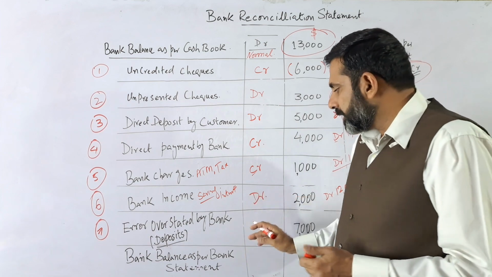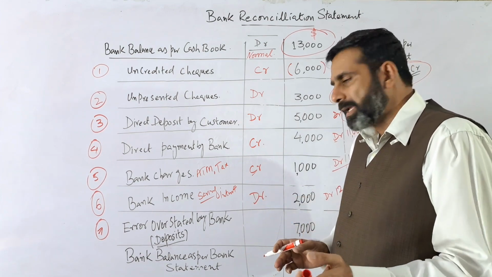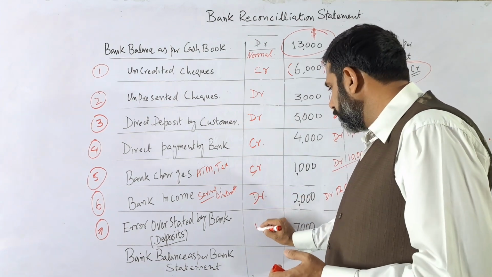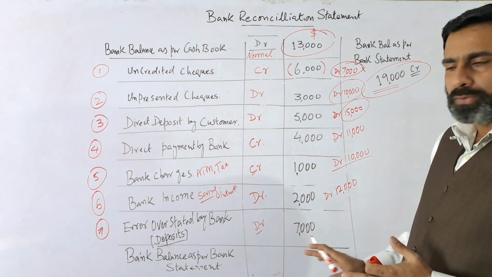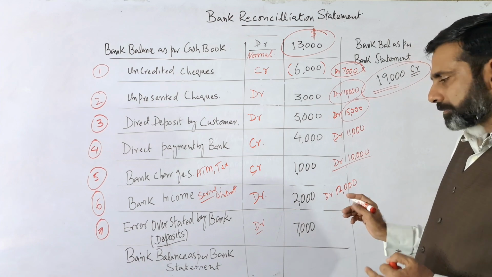So how will you write it? Because the bank has credited, the bank has increased the money. So what we have to do, we also have to increase that amount in the account. So it will be debit.